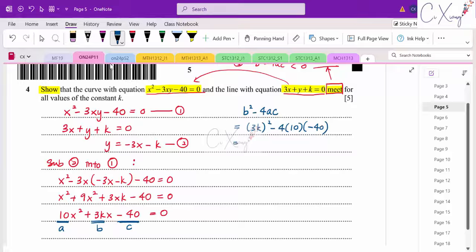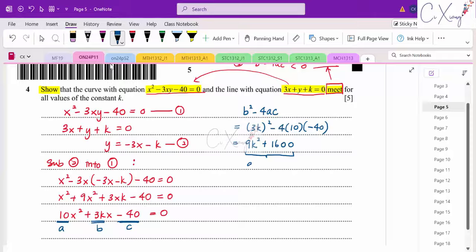Okay, then when you try to expand everything, so you're having 1600. So let's have a look for this b square minus 4ac here: 9k square plus 1600. Anything, no matter what value of k that you put in, it is always positive, because any number with a square is always positive. Multiply with 9 plus 1600 also makes the whole expression here always positive.